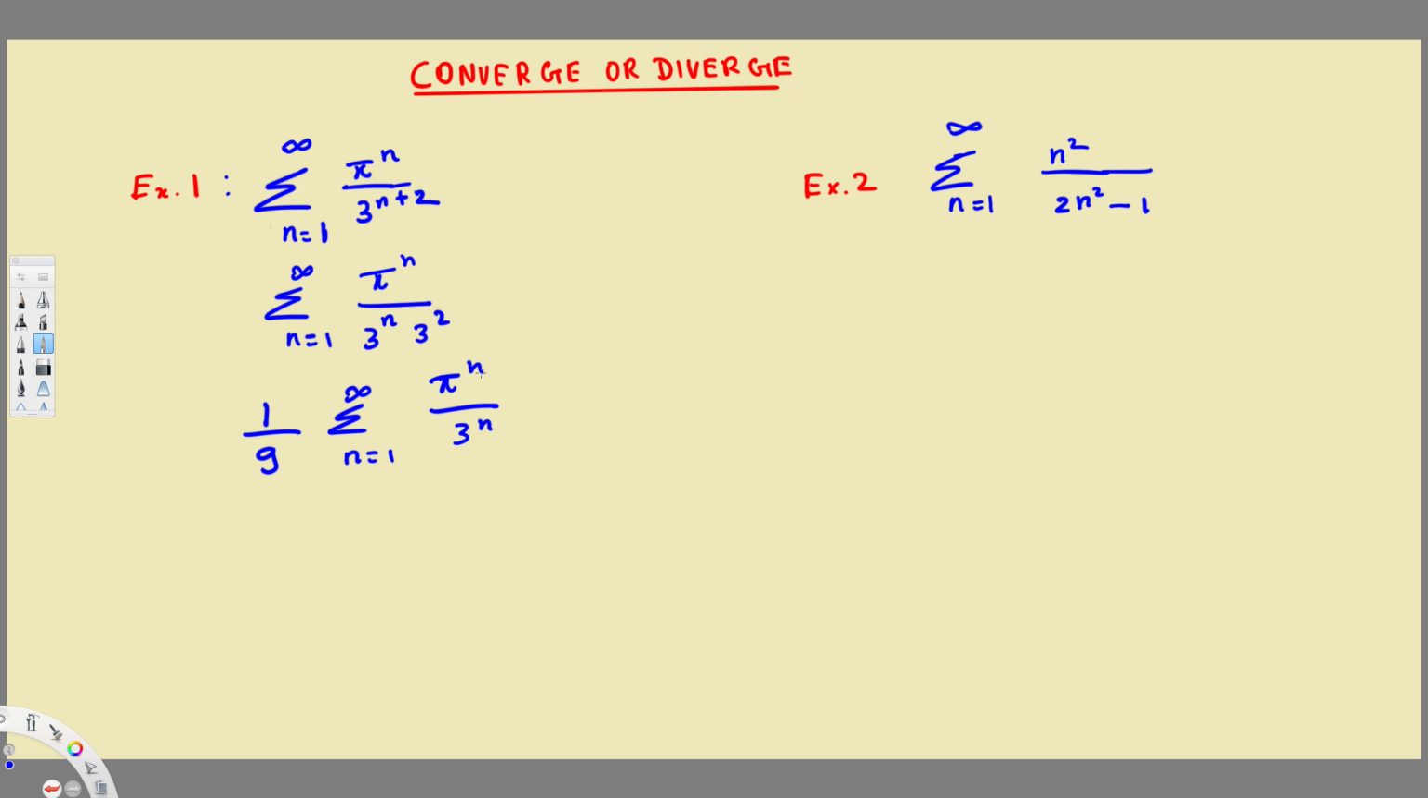Now we can take the power n common. So this is going to be 1 over 9, sigma n equals 1 to infinity, (5 over 3) power n, right? Whenever we take the common power, whatever the value within this bracket, that's going to be the r, right? Whenever we have a series, if the r is between -1 and 1, it converges.